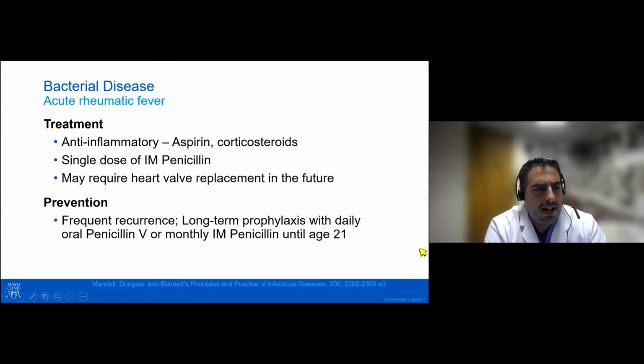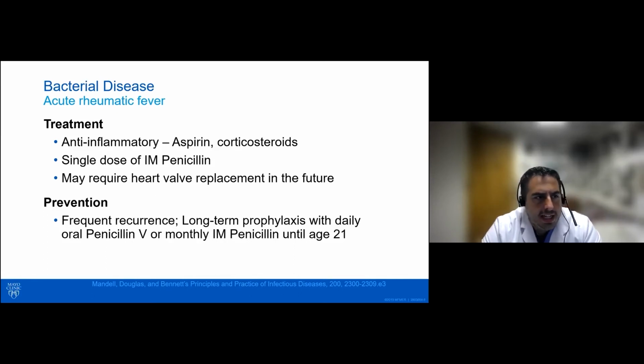Treatment for acute rheumatic fever is actually anti-inflammatories: aspirin, high-dose corticosteroids. We often will give a single dose of penicillin because, again, we want to target that group A streptococci, or Strep pyogenes. And it may require heart valve replacement in the future due to the underlying damage to a heart valve. How do we prevent this?